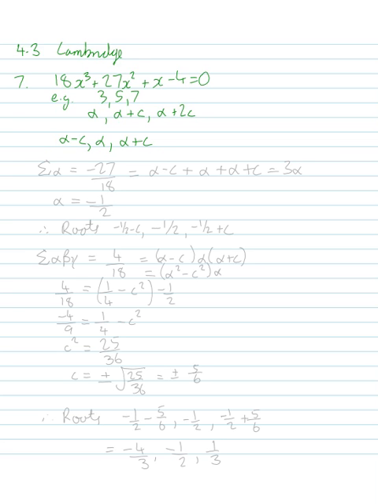So that's done by doing the sum of the roots one at a time, which is equal to minus b on a, so minus 27 on 18, which is also equal to alpha minus c plus alpha plus c, which is simply equal to 3 alpha, as the c's cancel each other out. That means that we get alpha is equal to negative a half, which means therefore the roots are minus a half minus a constant, minus a half, and minus a half plus a constant.